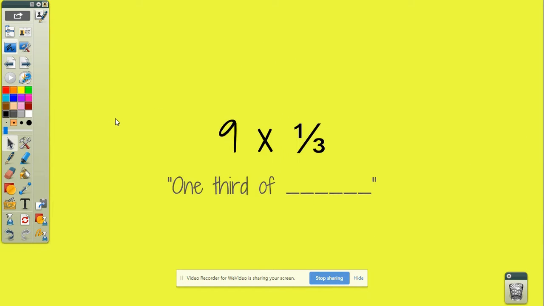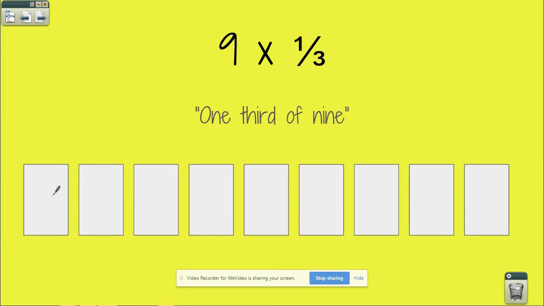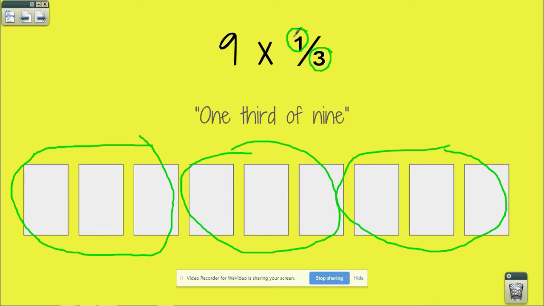This is where it gets a little trickier. We want 1/3 of 9. So I drew out my 9 holes. 1, 2, 3, 4, 5, 6, 7, 8, 9. I want to separate them into 3 groups. 1, 2, 3. And then I want to know about one of the groups. How many blocks are in this one group? 1, 2, 3. So 1/3 of 9 is 3.